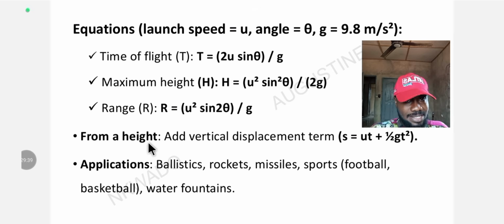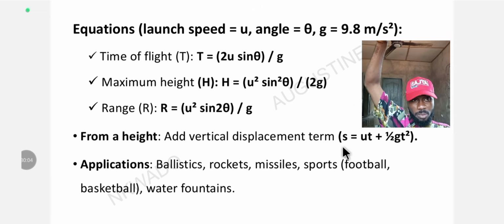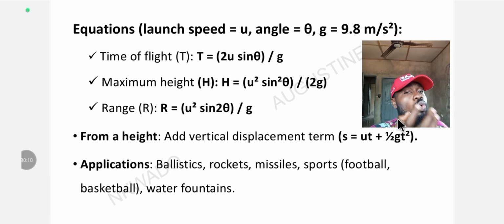If the object is falling from a height, with a vertical displacement, you are now going to use the acceleration due to gravity formula, because this is not a question where an object was fired into space. This one is an object that falls from a height. So you use the acceleration due to gravity formula, depending on what you are asked to solve for.